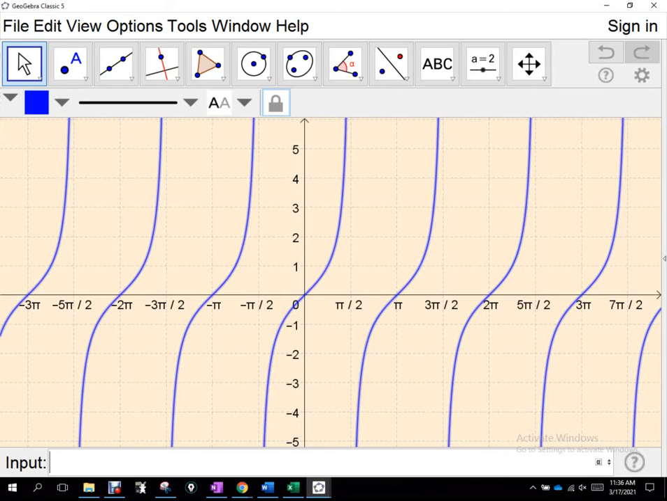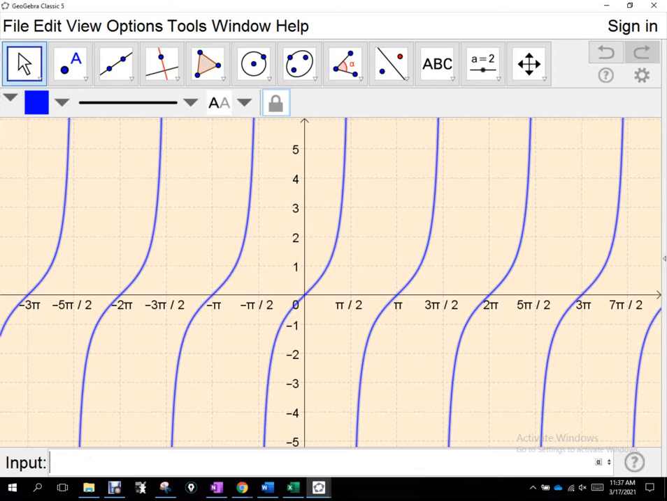If you go into your mode, it's called connected or dot mode for your graphing. If it's in connected, basically what it does is it finds the last point that it plotted on a section of the graph and the first point that it plotted on another section of the graph, and it will try to connect them. And what it does is it looks like it puts in asymptotes for us.